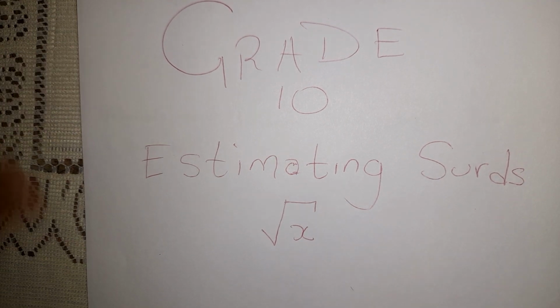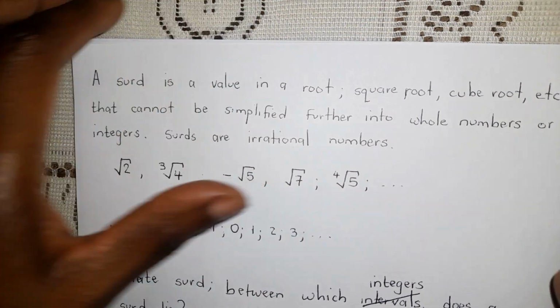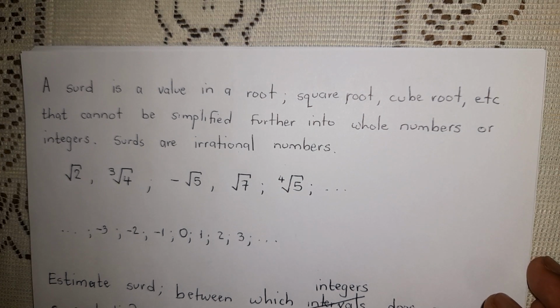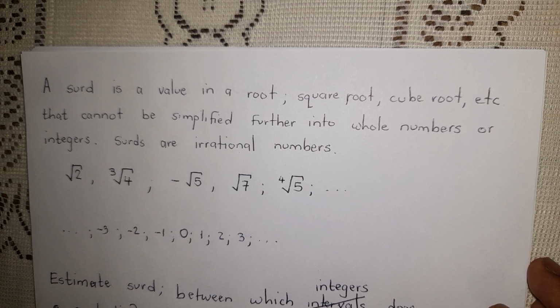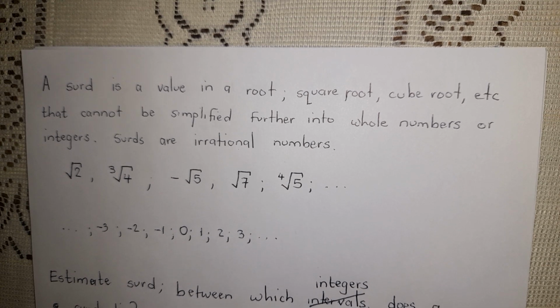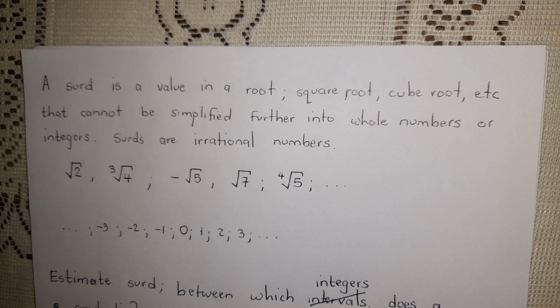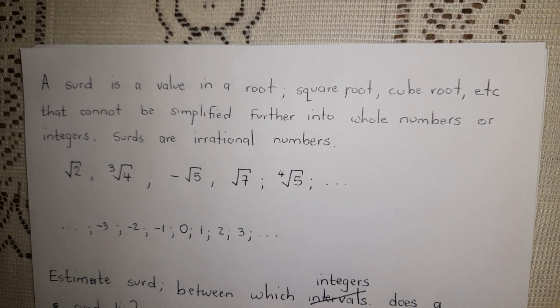Right, before we begin, let's just look at the quick definition of a surd. A surd is a value in a root, whether it's a square root, a cube root, or whatever the root, that cannot be simplified further into whole numbers or integers. Surds are irrational numbers. Examples of surds can include the square root of 2, the cube root of 4, the negative square root of 5, the square root of 7, the fourth root of 5, and so on.